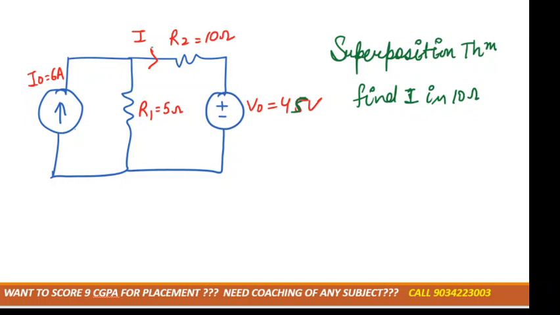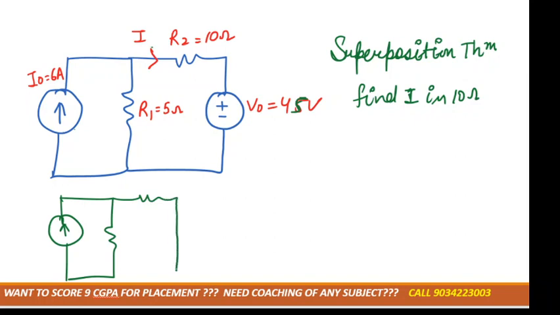See, in this question we are having two sources, right? So for two sources we have to take two steps, correct? First step is keeping the first source as it is and kill the other source. So first source is which one? Current source. So I'm keeping the current source as it is, and the second one is the voltage source. We'll kill the voltage source.